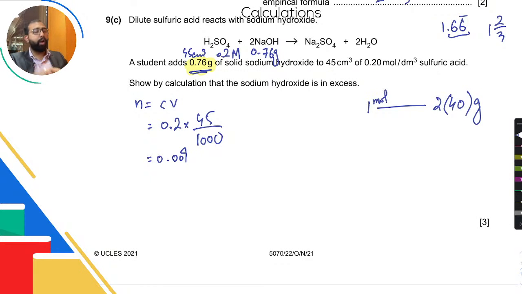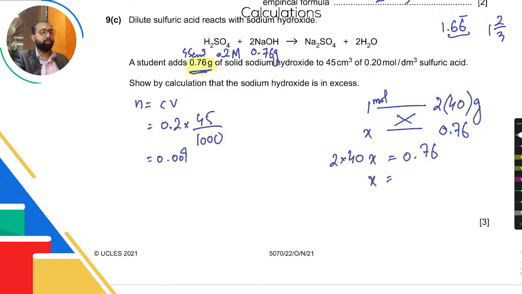You might ask, why am I not using just moles of sodium hydroxide? Because I've been given the mass. Or why am I not using some other quantity for sulfuric acid? Because it's a solution. For solutions, you only use moles. All right. How much mass do you have? You have 0.76. So how much will it need? So let's do cross multiplication. X times 2 times 40 equal to 0.76 times 1. So x equal to 0.76 over 2 times 40. That is 0.76 divided by 2 times 40. So that is 0.0095. How much do you have?